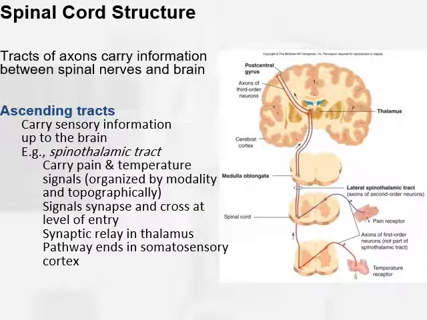As regards the structure of the spinal cord, it contains ascending and descending axons that carry impulses and information from the periphery, or commands from the centers in the central nervous system to the periphery. The ascending tracts carry sensory information up to the brain, like the spinothalamic tract, which carries pain and temperature from the periphery, ascending all over the spinal cord to end in the somatosensory cortex.